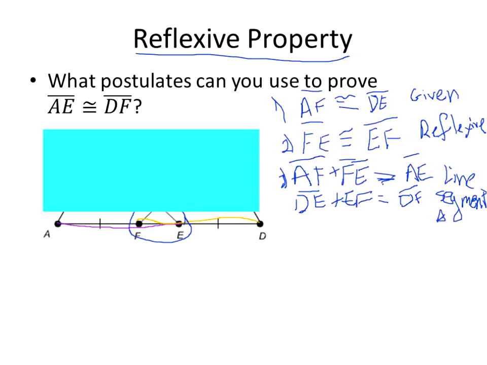And the addition of line segments, right, or subtraction. So, if that's the case, if we add equal things to equal things, then we can say that AE is congruent to DF. And basically, the reason for that is when we add equal things, if you have equal things and you add equal things, you get equal things. Okay?